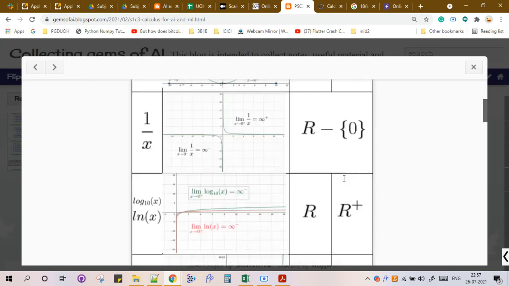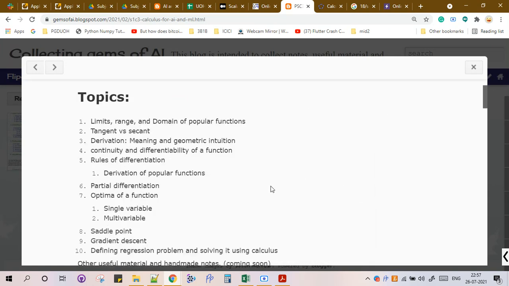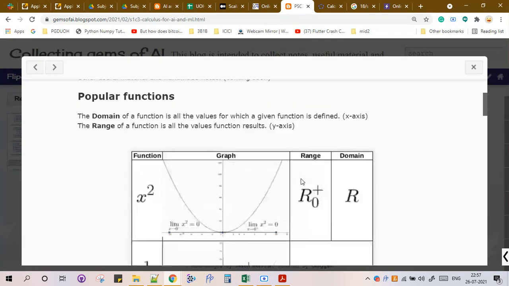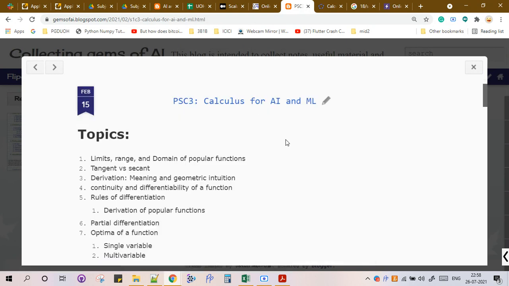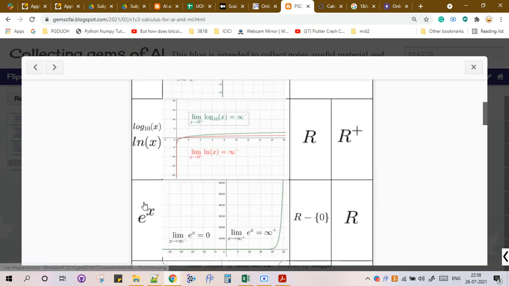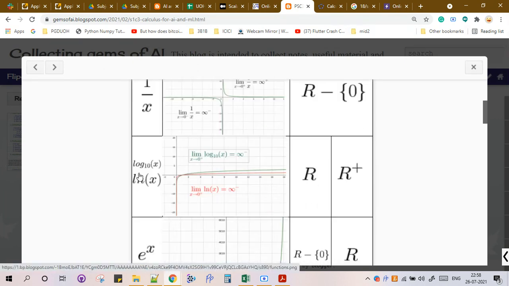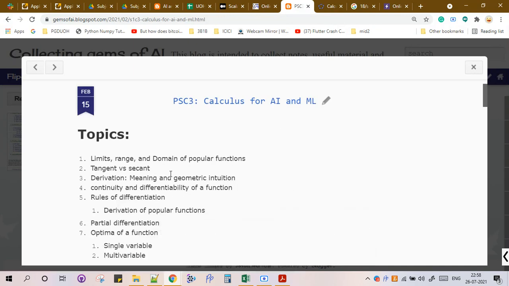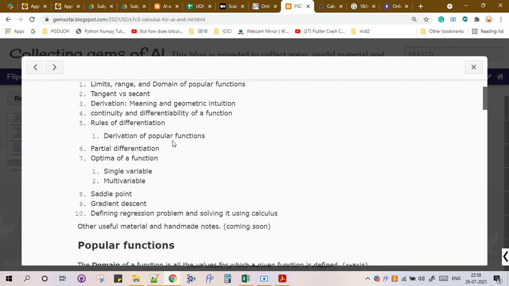Okay. Theory part is easy actually in calculus. Just the intuition part is, you can say, tough. So what are the topics we have? It is nothing but the limits, range, domain of popular functions. Basically, tangent and secant. Now it will make more sense because we have used e to the power x, mod x, natural logarithm, 1 by x, x square. So this will make more sense actually.